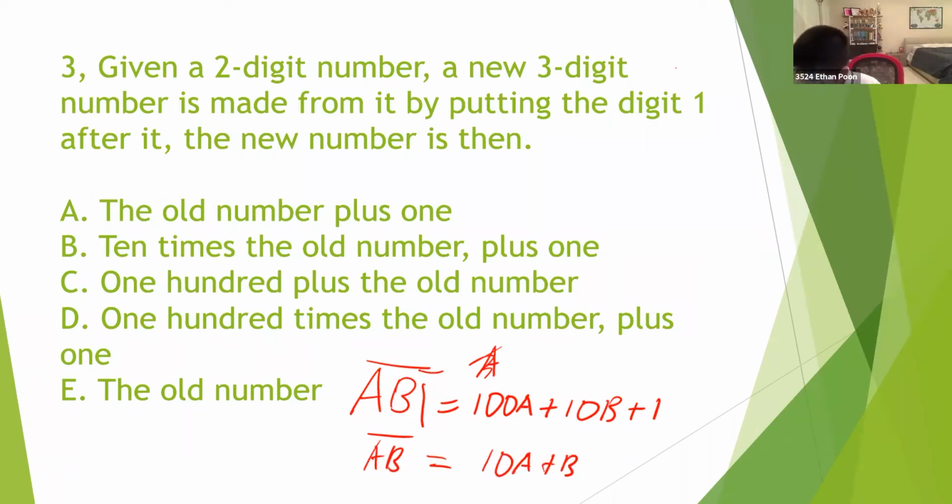So as we compare these two, the one that's correct is B because it's 10 times the old number. So 10 times this equals 100A plus 10B. And then we add one because we put one after it. And so that's the answer for number three.